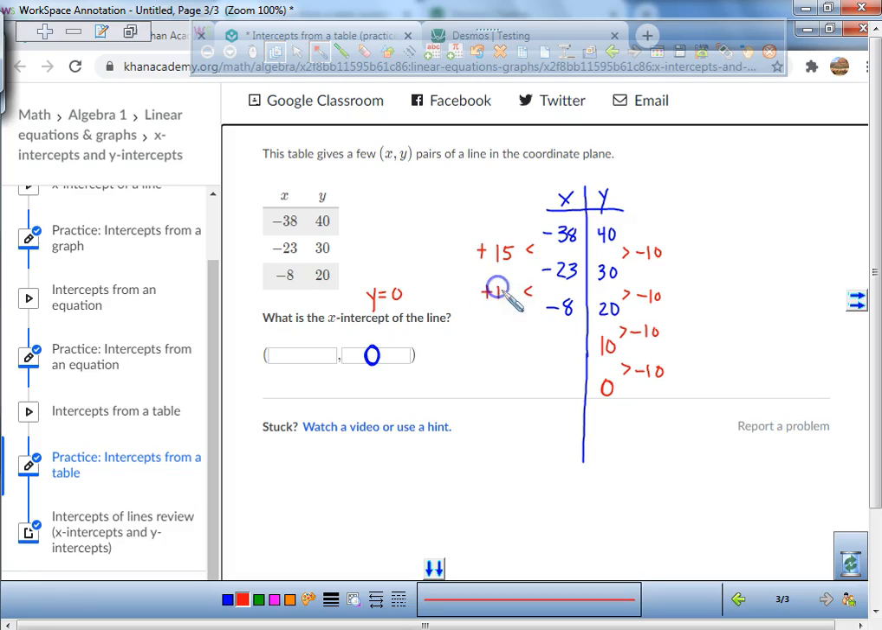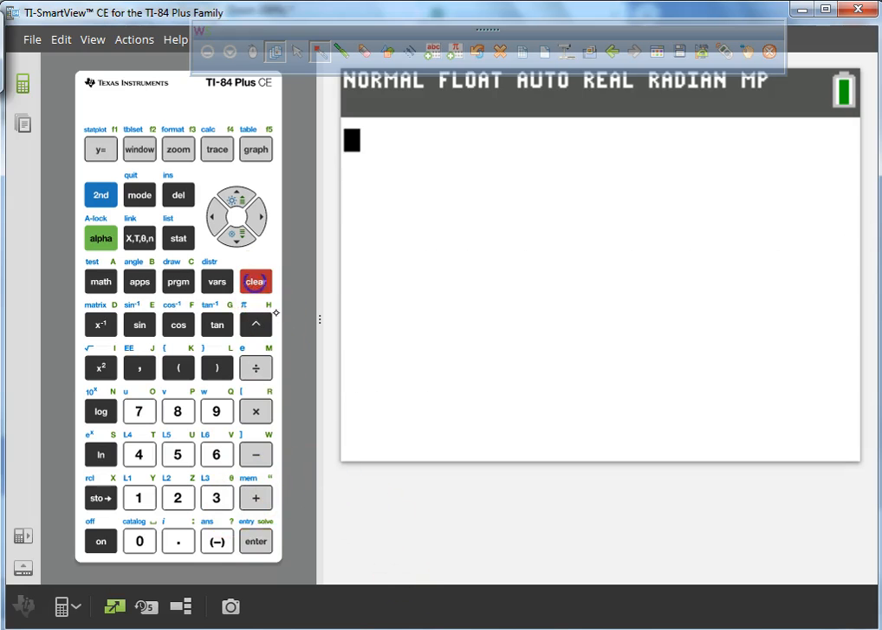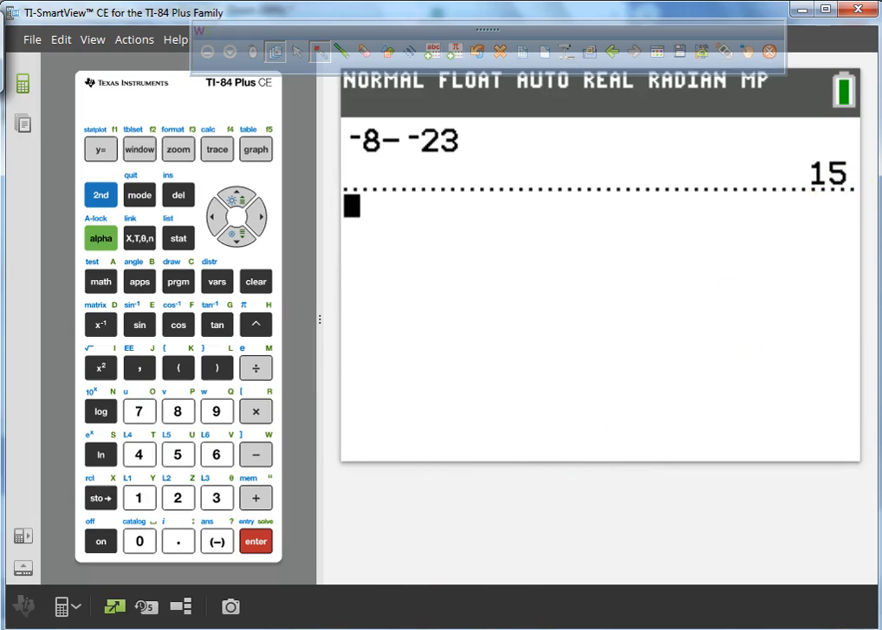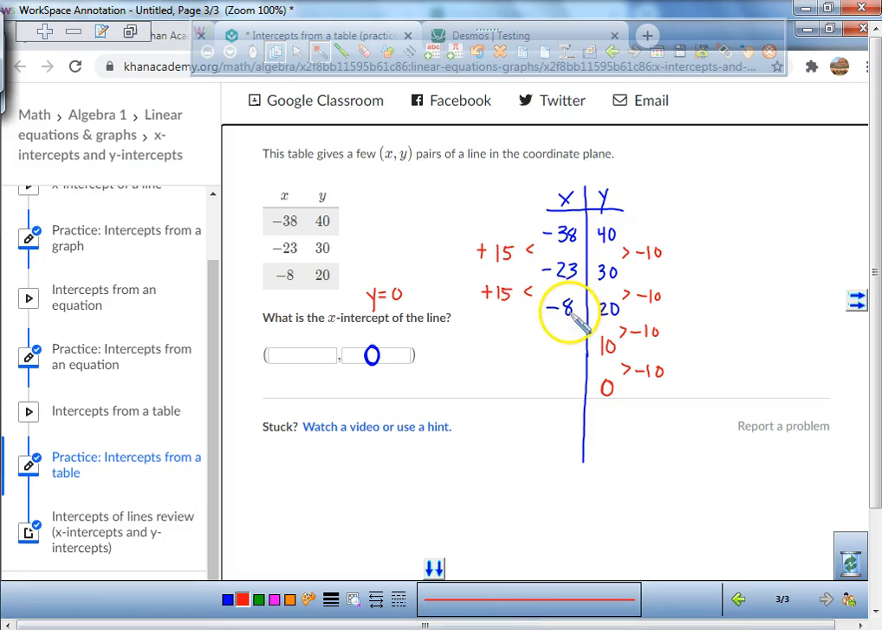That's also a 15. If you don't know how to find a gap, here's all you got to do. To find a gap, you just take the larger number, which is a negative 8, and you subtract the smaller number, which was a negative 23. And you see you get a 15. All right? So just take the bigger number, subtract the smaller number. So what do I have to do? I have to add a 15.